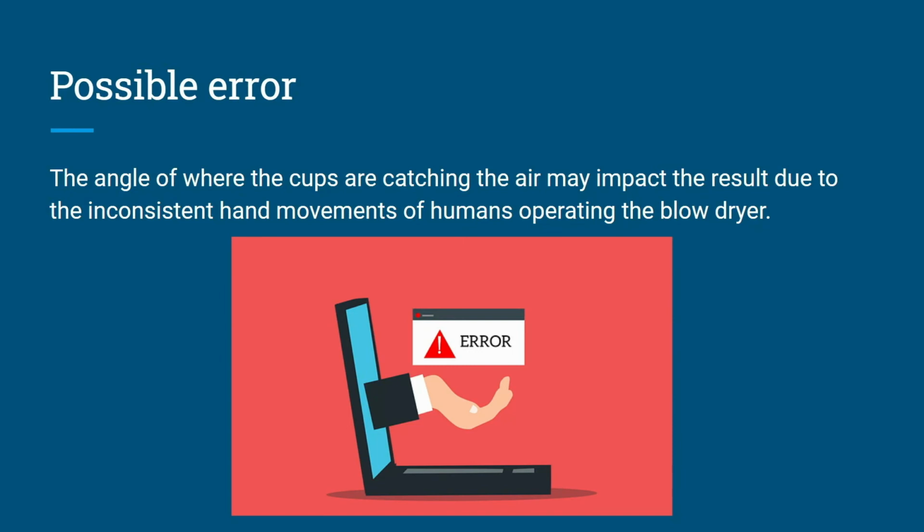One possible error for this lab was the blow dryer's angle onto the cups. This may have resulted in less air entering the cups, resulting in fewer rotations per second. This may have been due to human error of operating the blow dryer.